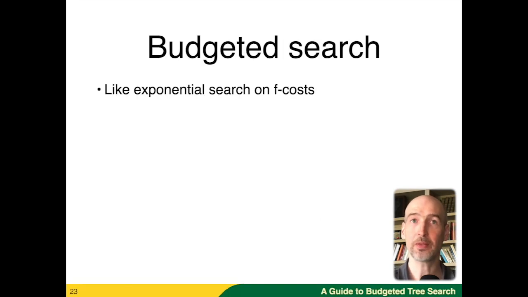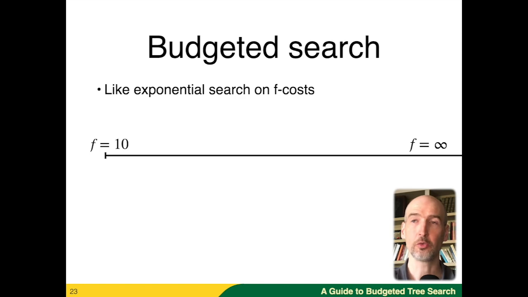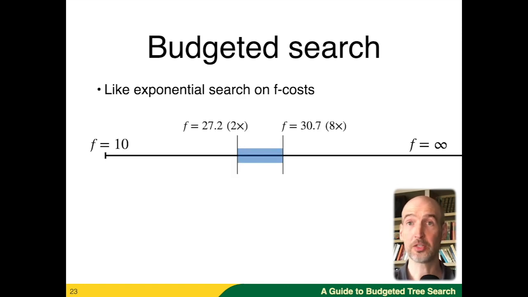Okay, so how does budgeted tree search work? Well, we're going to do something like an exponential search on f costs, and this is going to be the key operation. But we're going to add something called a budget in here that's going to make it efficient. So we have our f costs, and we have some range that we're trying to find, some range of f costs that cause us to go from 2 times to 8 times the number of node expansions. In this case, if 100 is the number of nodes I did at f cost 10, then I want somewhere between 200 and 800 node expansions.